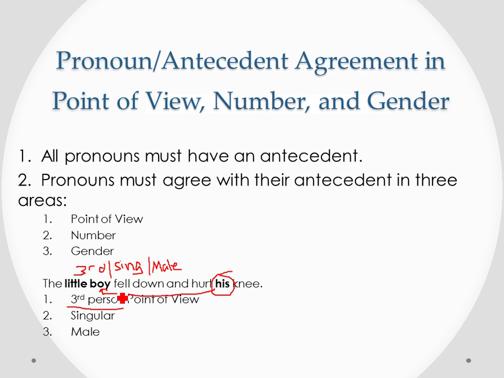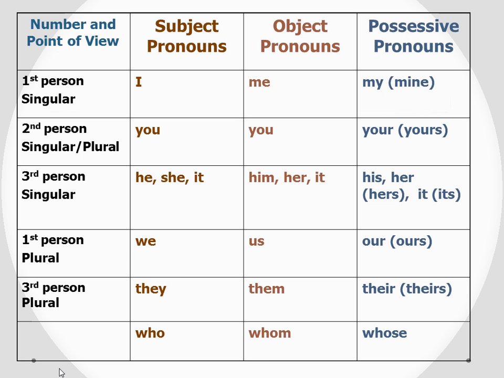Now, one word of advice. If you find that your pronouns do not agree among these three criteria, you do not change the antecedent. You have to change the pronoun. By changing the antecedent, you're completely changing the meaning of the sentence. So make sure you are revising your pronouns, like his, not revising the antecedent like little boy. So let's go into this a little bit further.